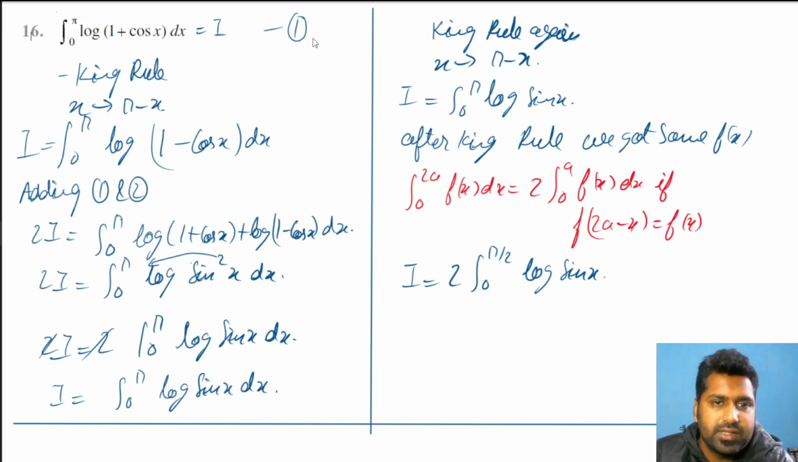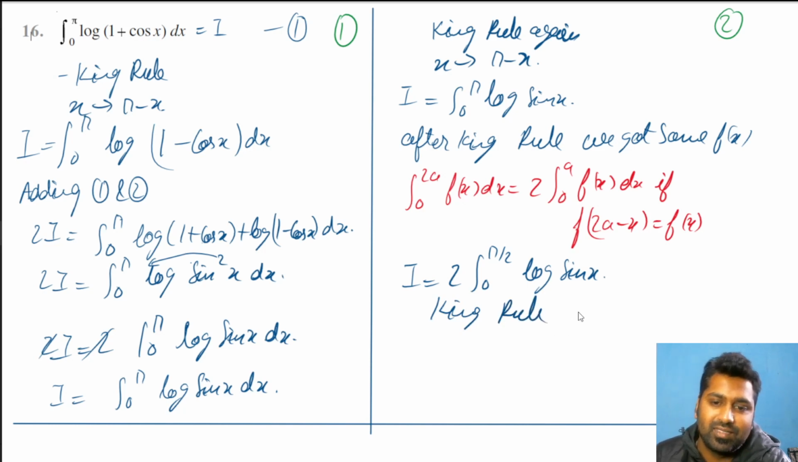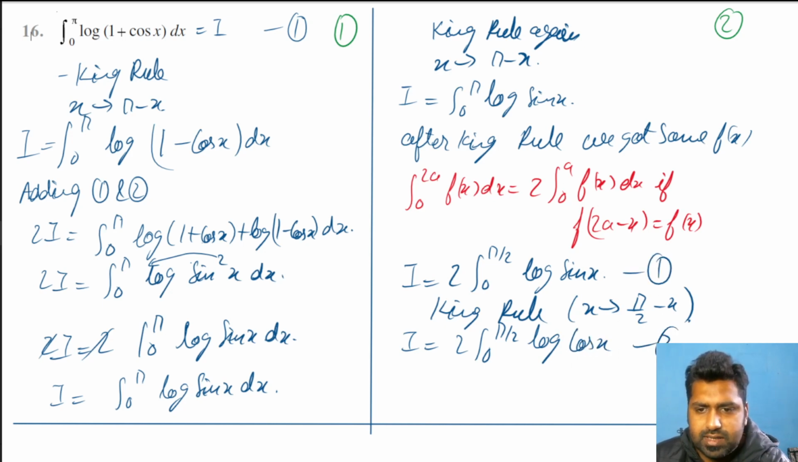I'll number the page. This is the first page, this is the second page, because we'll require another page. Now again King rule, third time. So this time, I will become 2 times integral 0 to pi by 2 log sin x will become log cos x, because x will be replaced by pi by 2 minus x. So this will become log cos x.